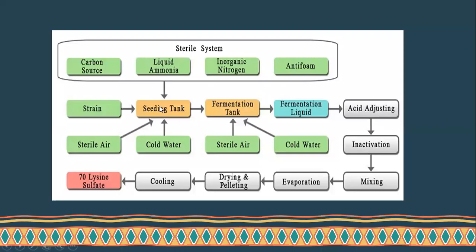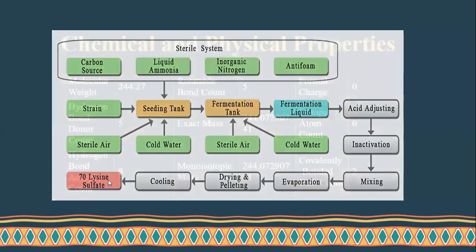In the seeding tank, we add liquid ammonia, strain, sterile air, and cold water. Then it moves to the fermentation tank, and we add sterile air and cold water. Then it moves forward to the fermentation liquid, and then acid adjusting, inactivation, mixing, evaporation, drying, filtering, cooling, and then we get 70% lysine sulfate.